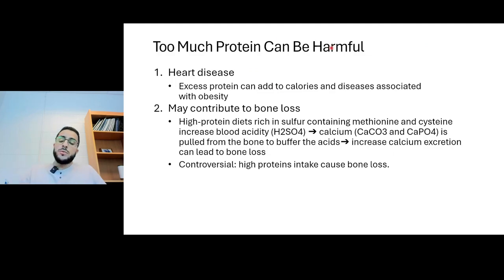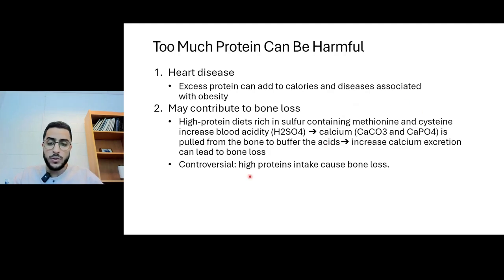Right, so I told you at the beginning of the lecture that too much protein can be harmful. Well, it can be harmful for many things. One of the reasons is heart disease. If you're taking too much protein, these proteins will be converted into fats, and that can lead to heart disease. That's the first thing, okay? So the extra proteins that you have in your body will be converted into lipids. Additionally, if your diet contains high levels of methionine and cysteine, then that can lead to bone loss.